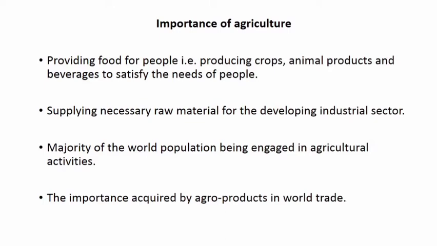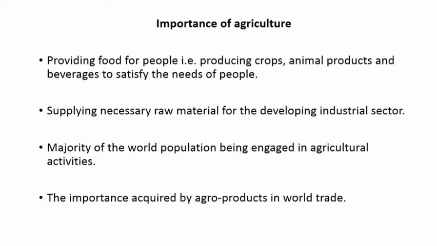Next fact is supplying necessary raw material for the developing industrial sector. Agricultural raw materials are used in so many industries in the world. As examples, using rubber for making toys, medical equipment, tires for automobiles, and using cotton for garment factories. Like this, we can see so many occasions that agricultural raw materials are used for industries.